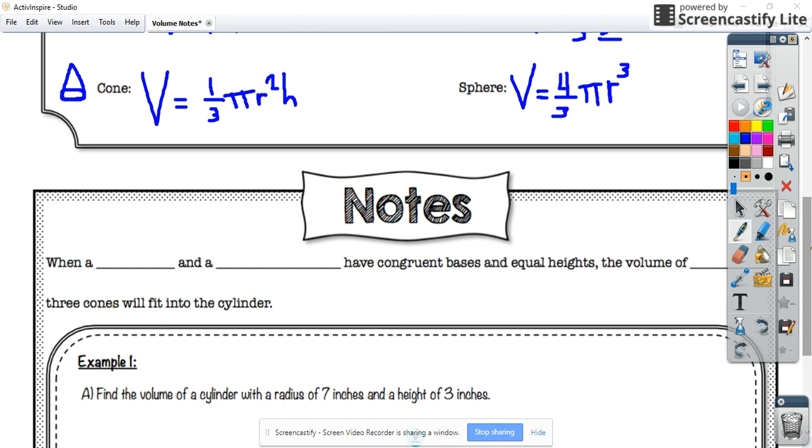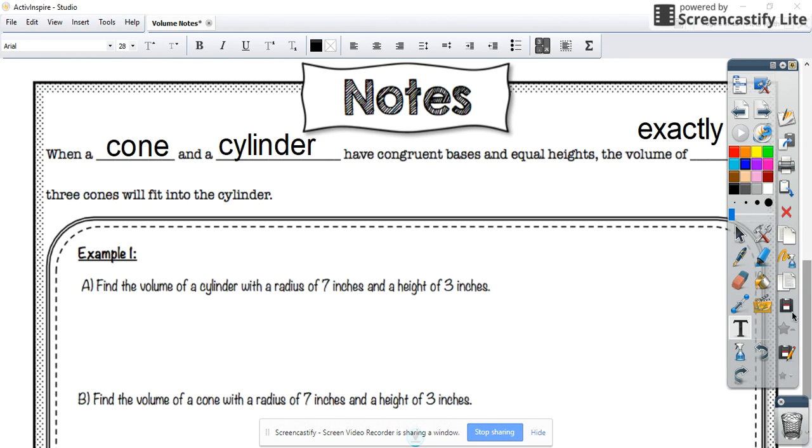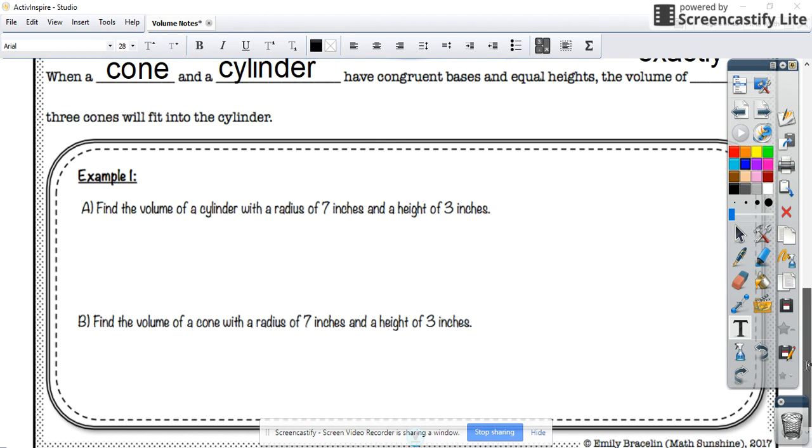So here's some additional notes. When a cone and a cylinder have congruent bases and equal heights, then the volume of exactly 3 cones, this word is exactly, volume of exactly 3 cones will fit into the cylinder. And there's an example down here that we're going to do right now.